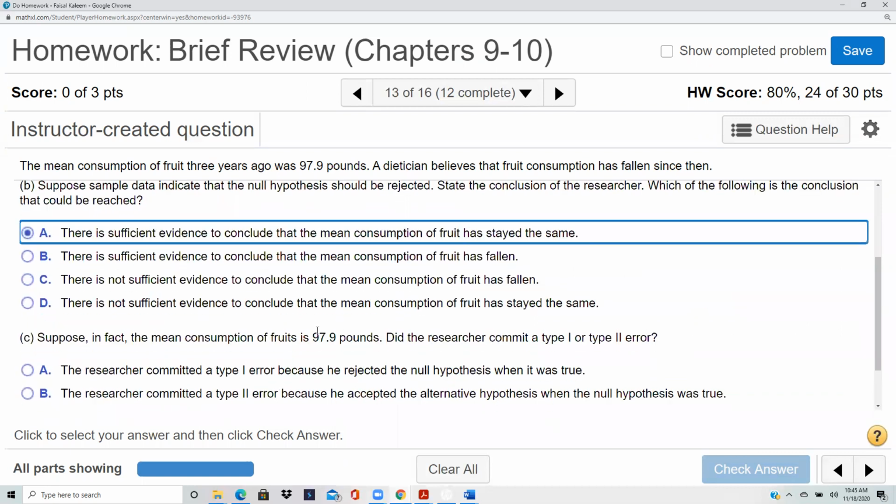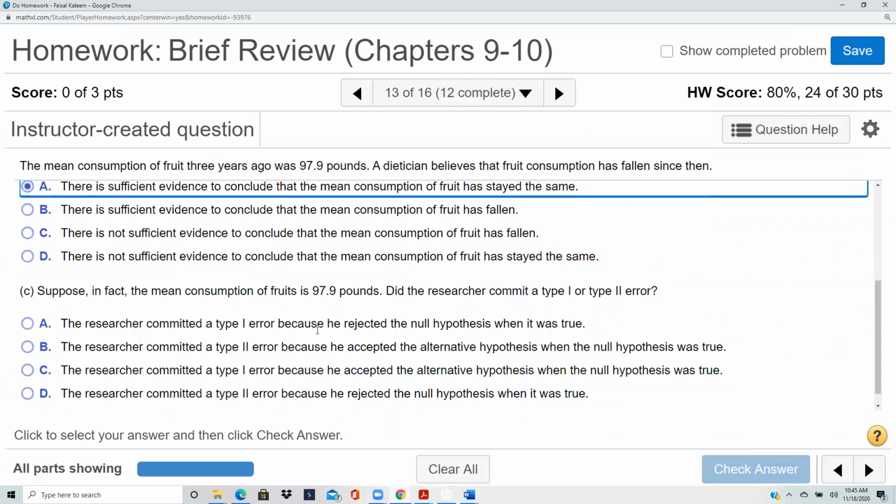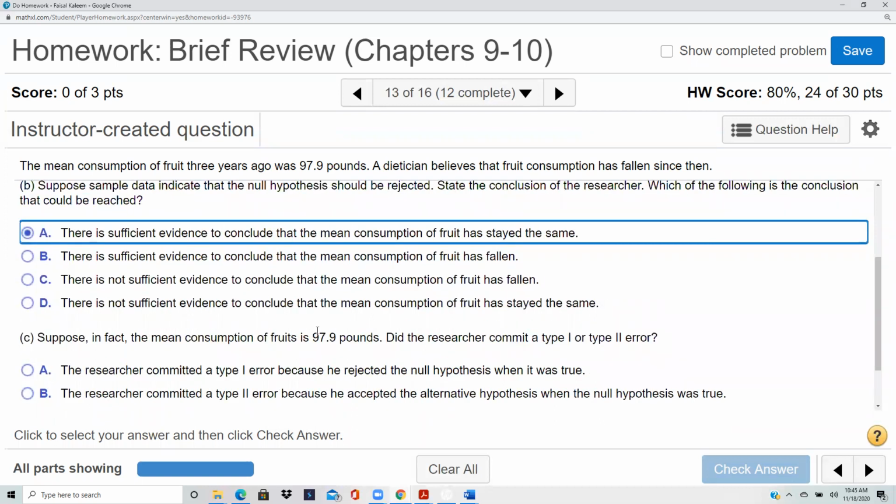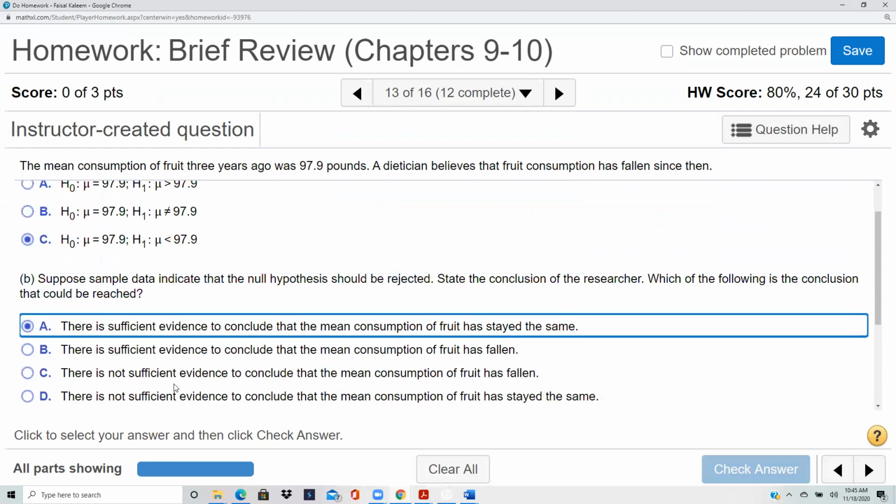Okay, so then more interpretation. Okay, so the mean was in fact 97.9. So this is related to the previous part.